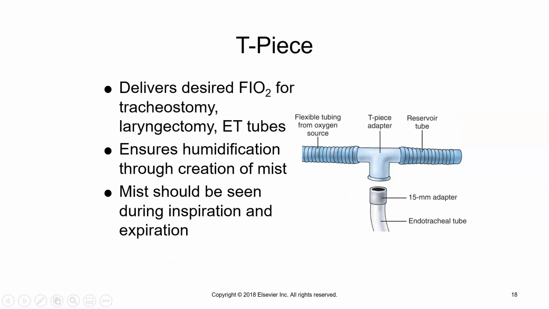The T-piece, we'll be talking about more when we look at tracheostomy tubes, delivers a desired FiO2 for the tracheostomy or the ET tube. It ensures humidification through the creation of mist. Mist should be seen during inspiration and expiration. And I have one of these set up very nicely in our simulation lab. And when you come for your new skills day, we'll go over this.